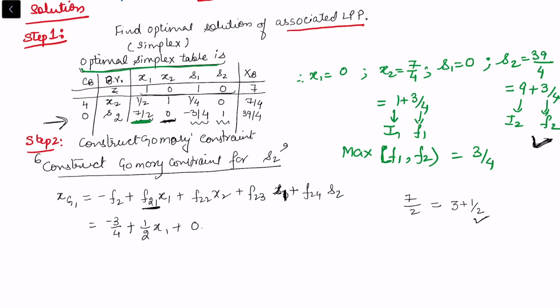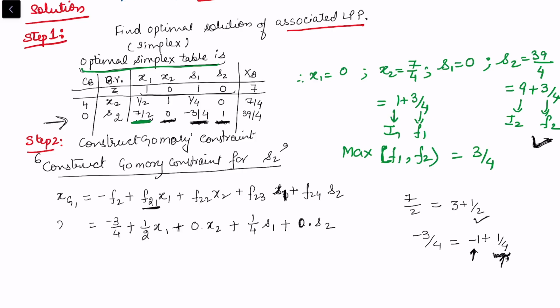So we can simply write 0 into x2 plus f of 23. This is minus 3 by 4. For minus 3 by 4, I will write this value as minus 1 plus 1 by 4. So we always want the fractional part to be non-negative. This cannot be negative. So keep the negative part in the integral part, and the fractional part has to be non-negative. So this will become 1 by 4 into S1 plus 1. So this is 1 into this, that means the fractional part is 0 into S2.